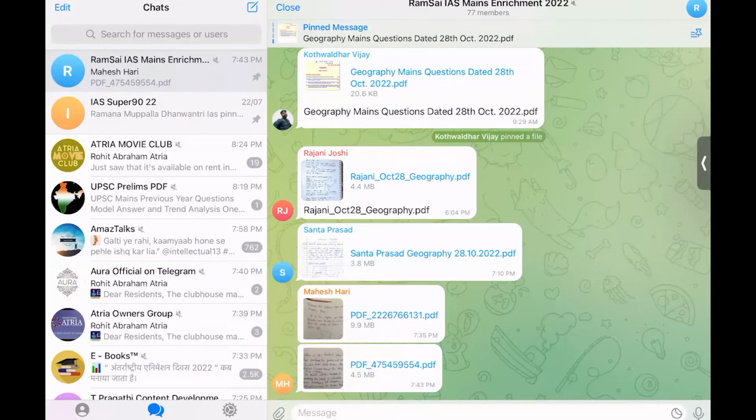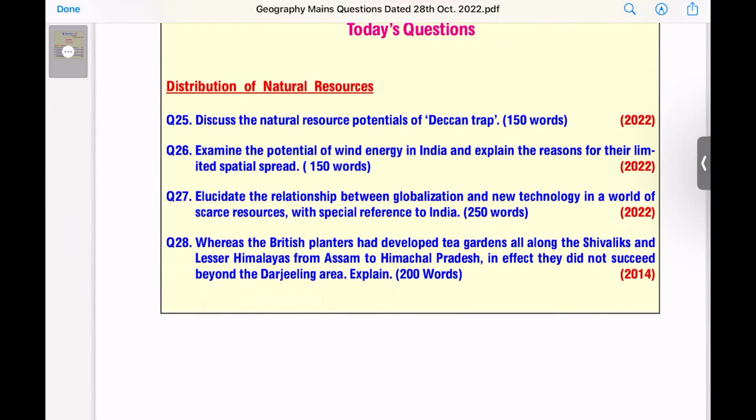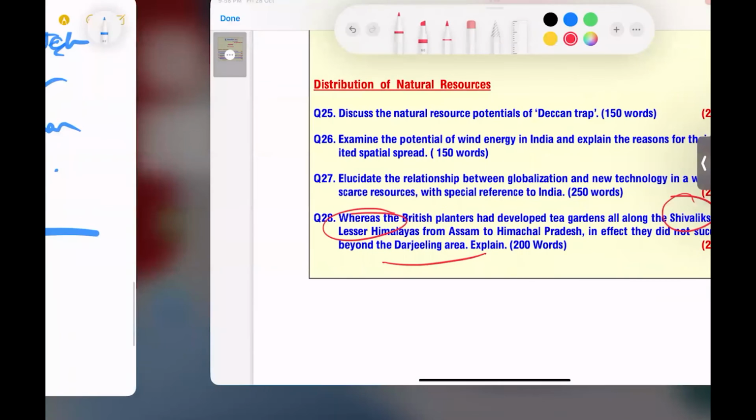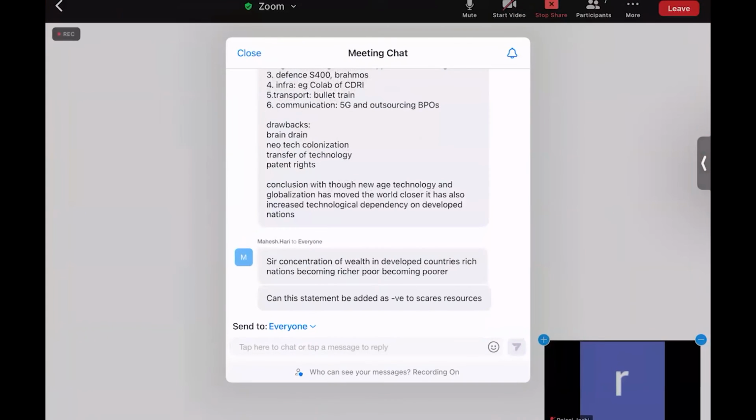See the last question. Whereas the British planters had developed tea gardens all along the Shivaliks and Lesser Himalayas from Assam to Himachal, in effect, they did not succeed beyond Darjeeling area. Explain. So they are asking why tea plantations could not go beyond Darjeeling. So it's a typical geography question. Explain the terrain, explain the difficulty, and conclude. Take 2 minutes.